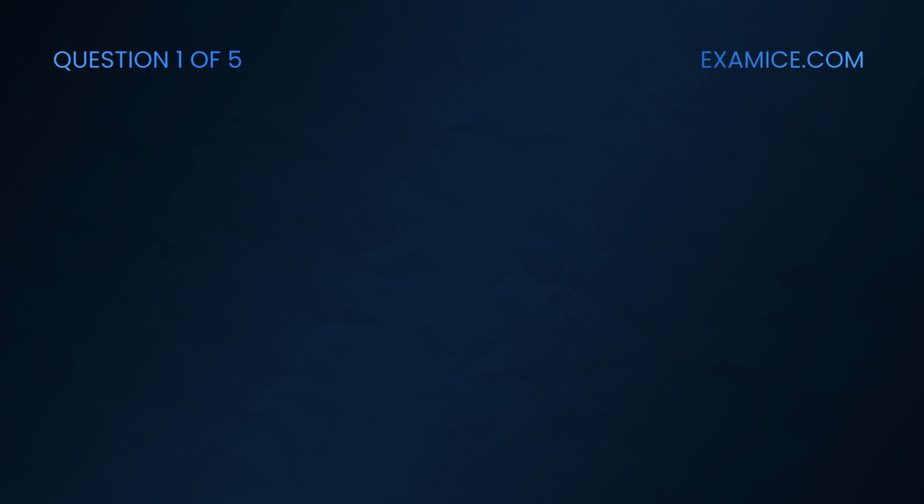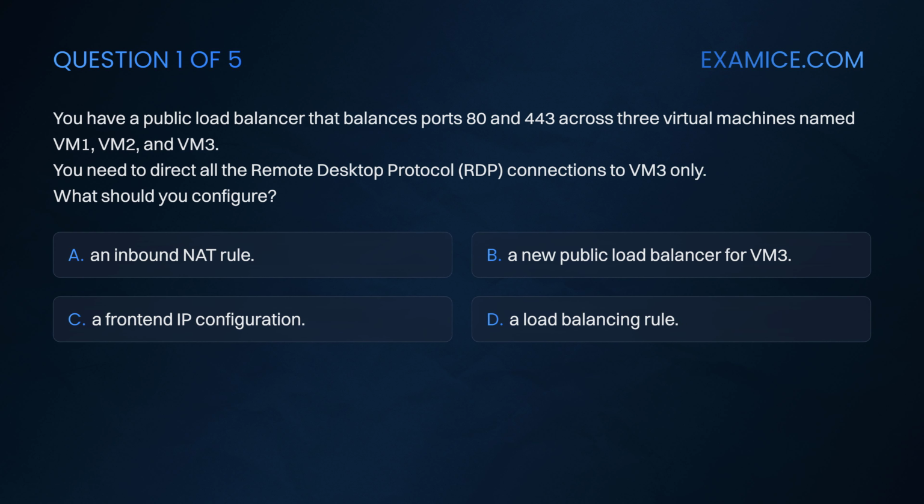Question 1. You have a public load balancer that balances ports 80 and 443 across 3 virtual machines named VM1, VM2, and VM3. You need to direct all the remote desktop protocol connections to VM3 only. What should you configure? Option A, an inbound NAT rule. Option B, a new public load balancer for VM3. Option C, a front-end IP configuration. Option D, a load balancing rule.